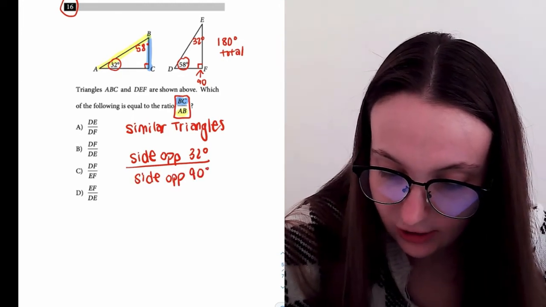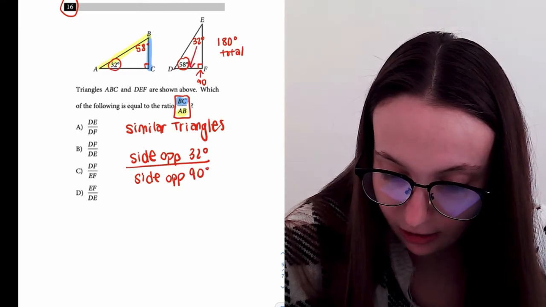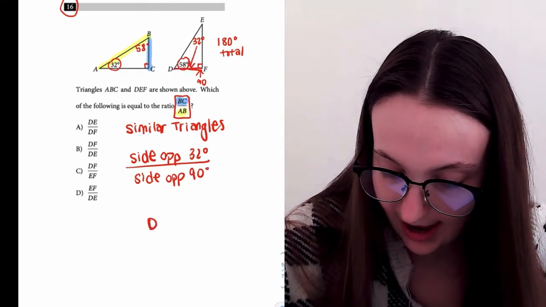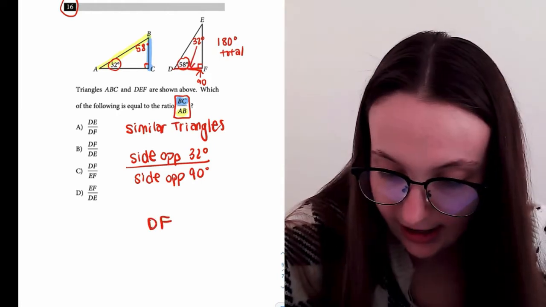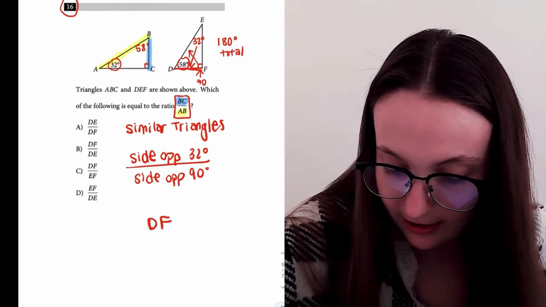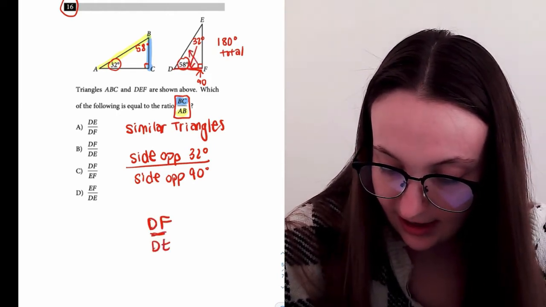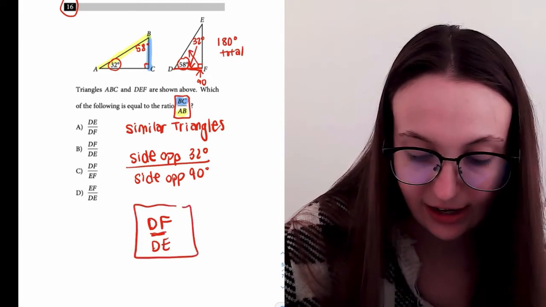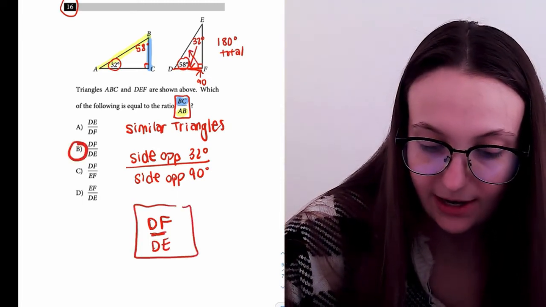So in this triangle we can see that the side opposite 32 is going to be DF on the top. And then the side opposite the 90, aka the hypotenuse, is going to be DE. So as our final answer, that gives us choice B.